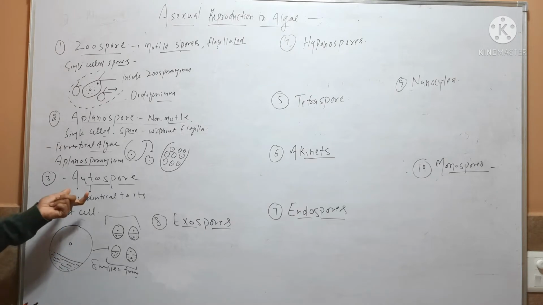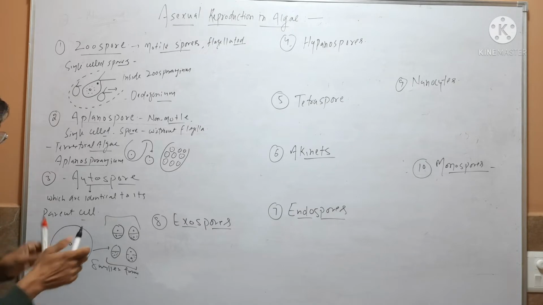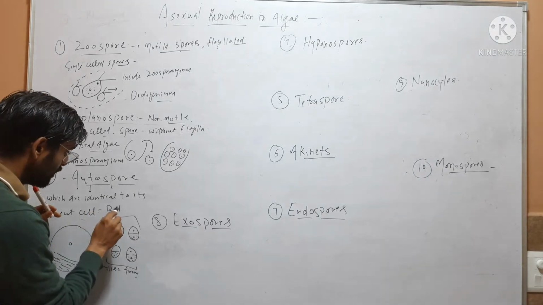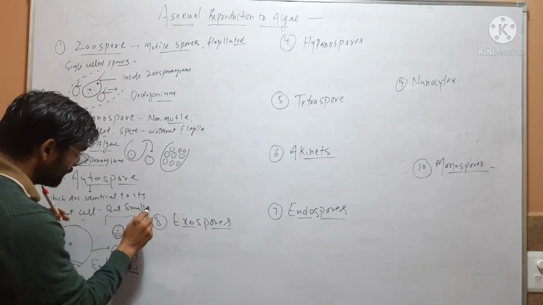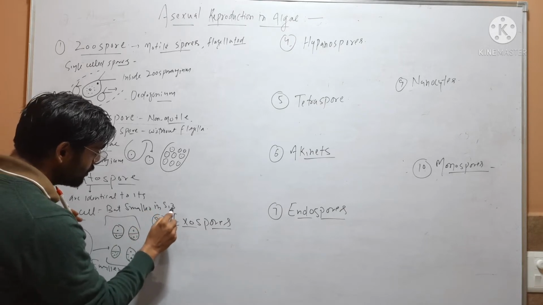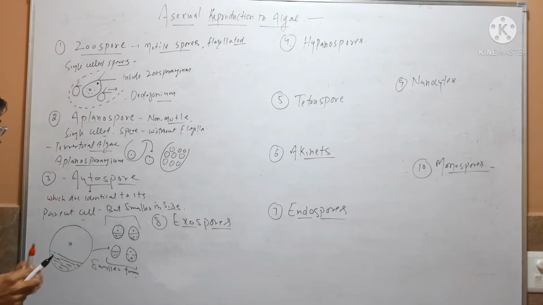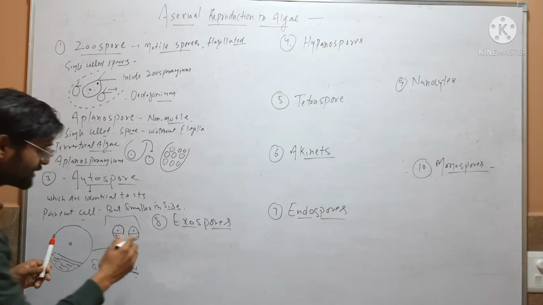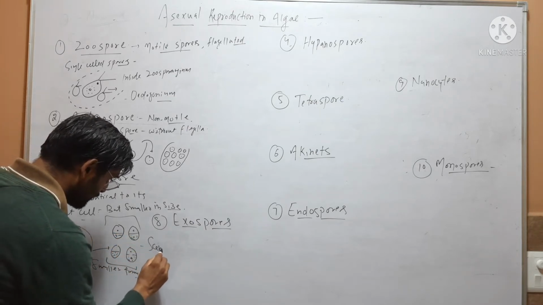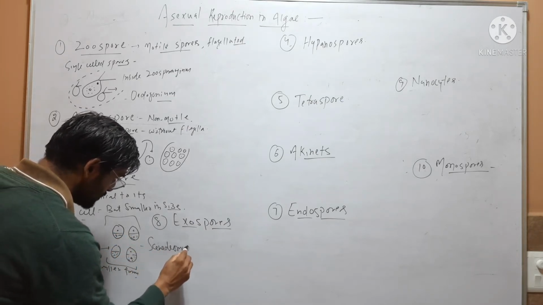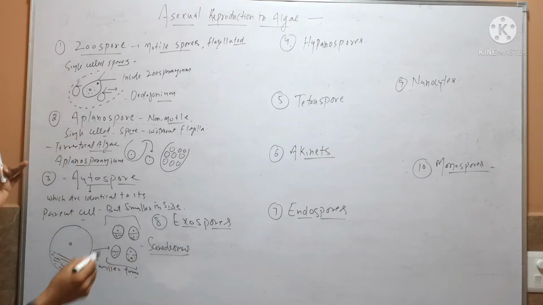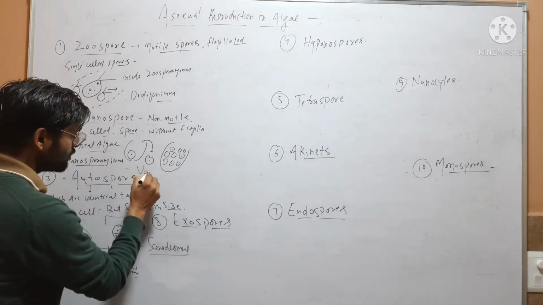So these are called autospores. These spores which are identical to their parent cell but smaller in size are called autospores. For example, Scenedesmus. An example of aplanospore will be Vaucheria.